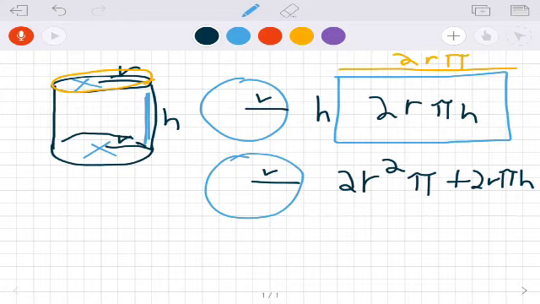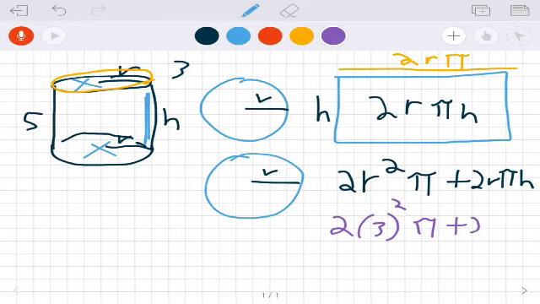So if we wanted to do this as a quick example, it looks like this right here is 1, 2, 3, 4, 5 tall and has a radius of 1, 2, 3. And those are the only measures we actually need. So now we're going to go down here and substitute this in. So we have 2 and our radius is 3, so we put parentheses around that: 3 squared times pi. And we're going to add 2 times 3 times pi times our height, which is 5.